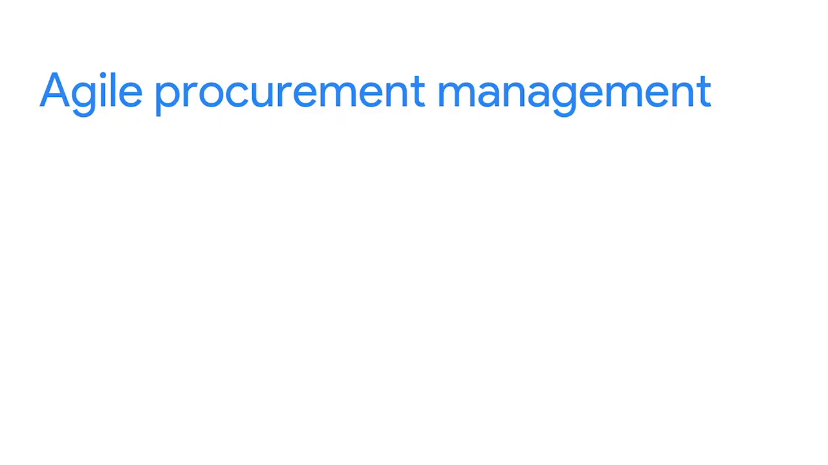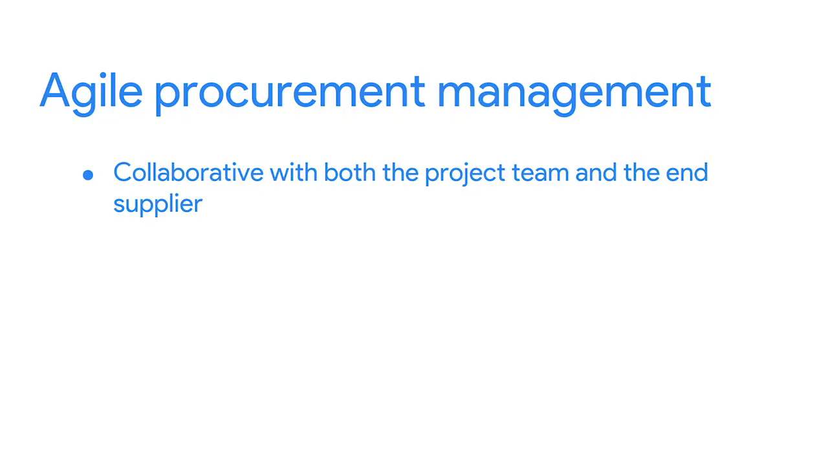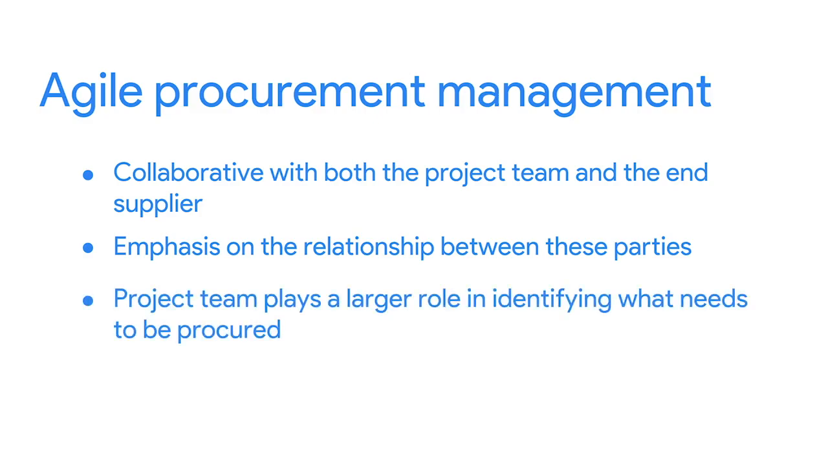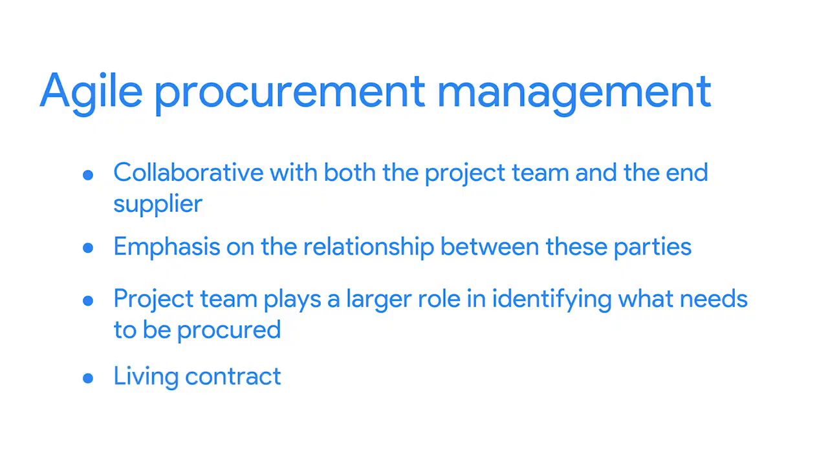Agile procurement management is often more collaborative with both the project team and the end supplier than traditional approaches. There is a heavy emphasis on the relationship between these parties. The whole project team plays a larger role in identifying what needs to be procured. Rather than featuring contracts that are based on fixed deliverables, agile procurement management tends to have a living contract that can be adapted based on the evaluation of the project.